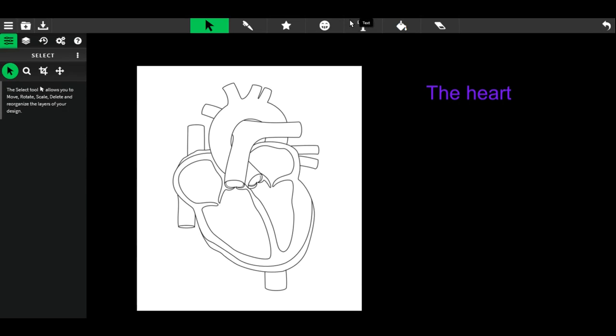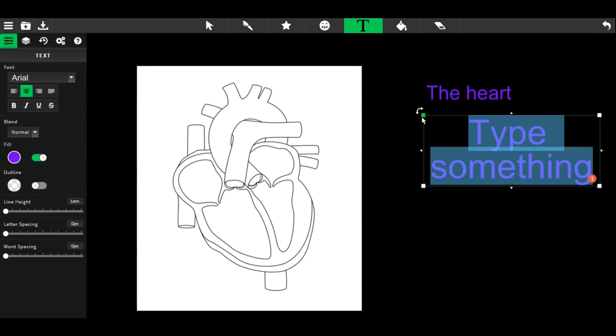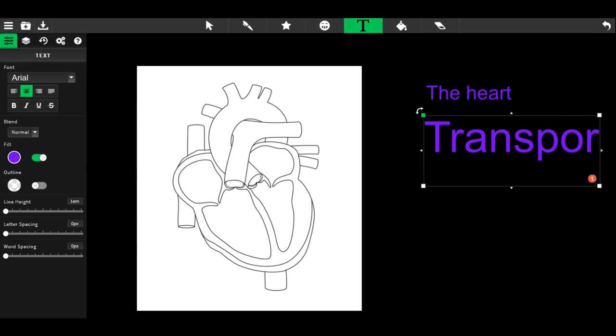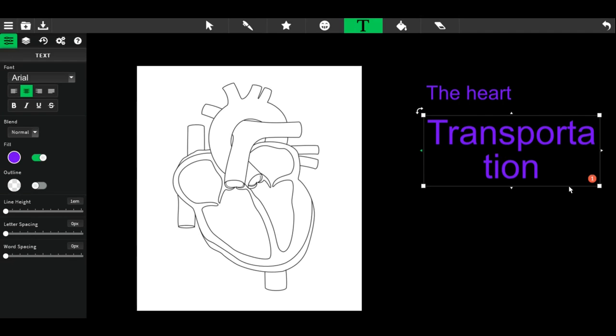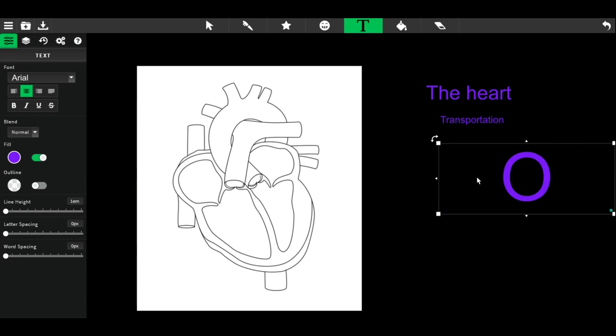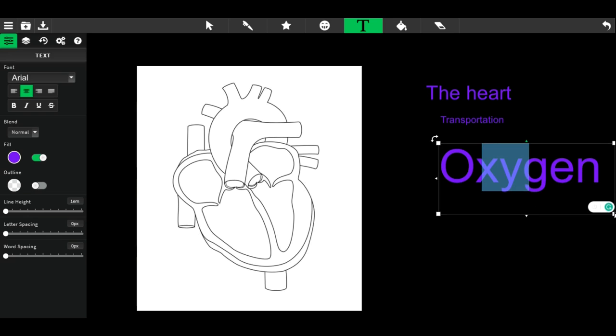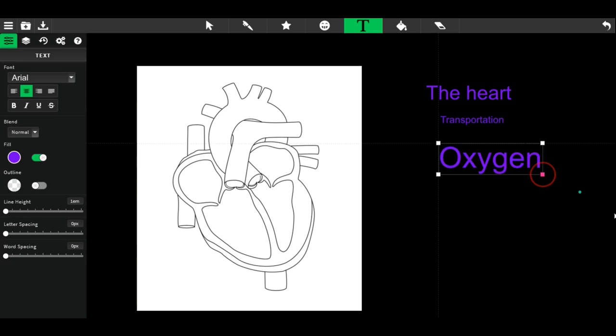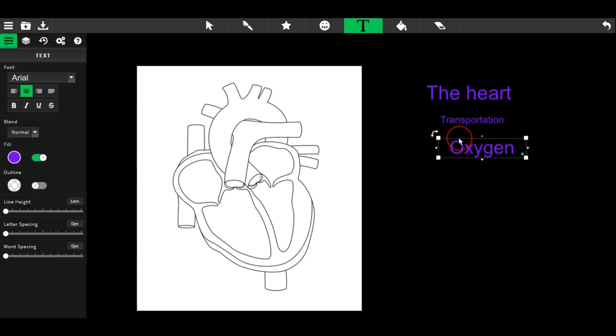The heart's main job is transportation. So it transports oxygen throughout the body so that the cells in our body can use it to make energy. So let me write that down. Transportation, oxygen.